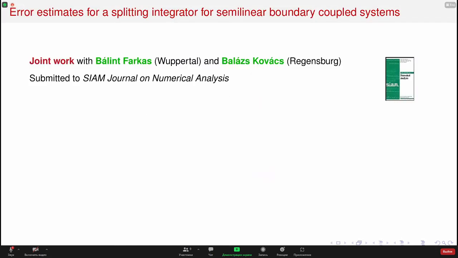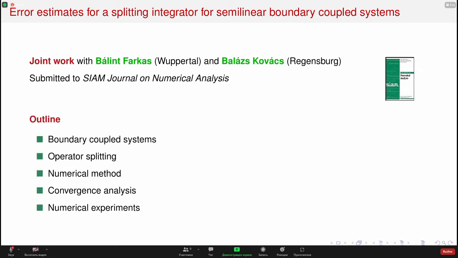First of all, let me mention that this is, of course, a joint work with Bálint Farkas from Wuppertal and Balázs Kovács from Regensburg. And this is already submitted to the SIAM Journal of Numerical Analysis. So just let me hide myself and these things.